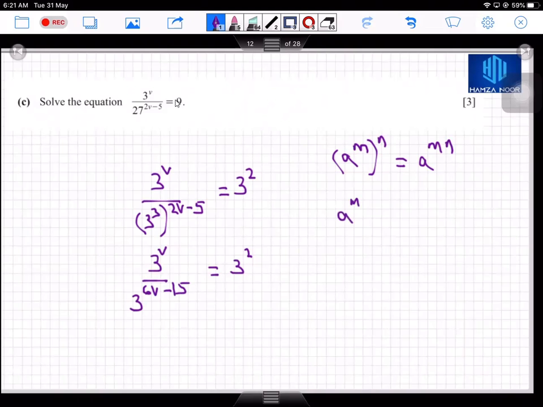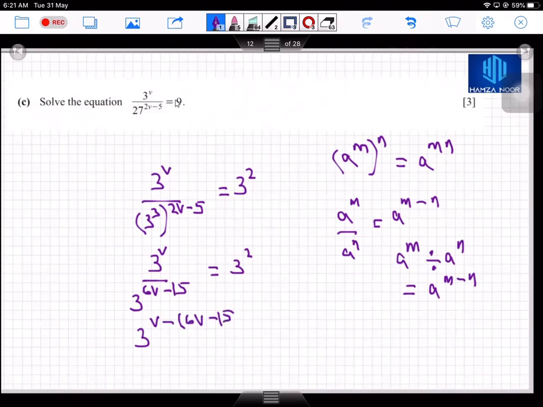Now, according to the laws of indices, what you have studied is that when a raised to the power m upon a raised to the power n, this is basically equals to a raised to the power m minus n. When the bases are same and the terms are divided, the powers are basically subtracted. So in this case, as we have the same base 3, 3 raised to the power v minus, bracket open, 6v minus 15, and this will be equals to 3 squared.